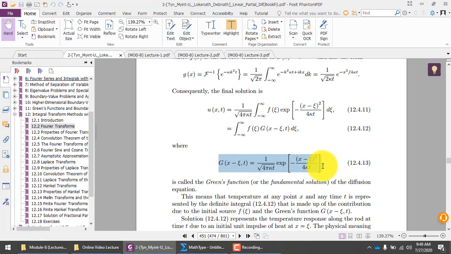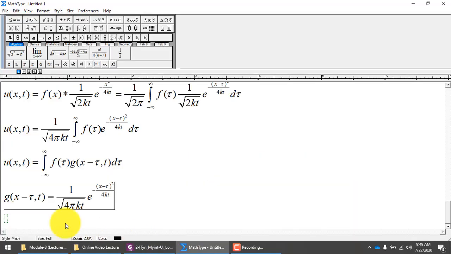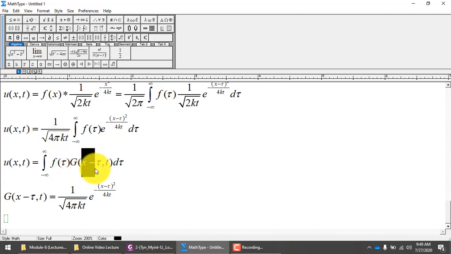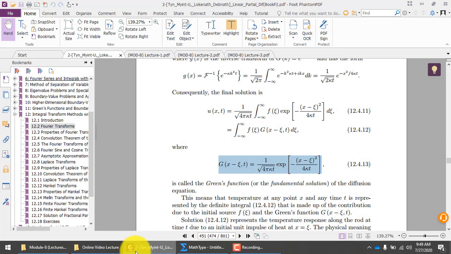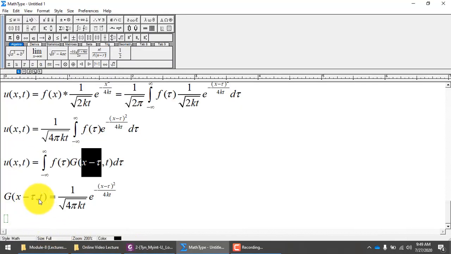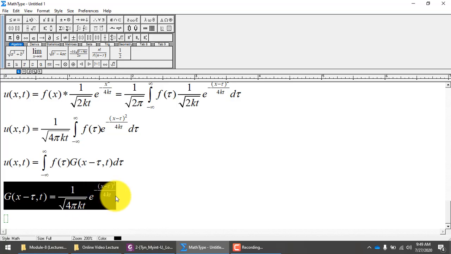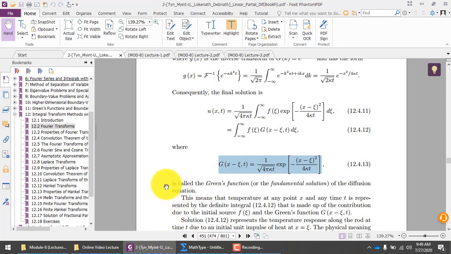G is this replacement. You can use capital G. This is of two variables, x and t, which is why it is very interesting. With respect to x we have the convolution, so that is why I have written x minus tau, and the thing is g of x minus tau, comma time. So this function is known as the Green function. In the literature this is known as the Green function. Just remember that this type of function is known as a Green function.